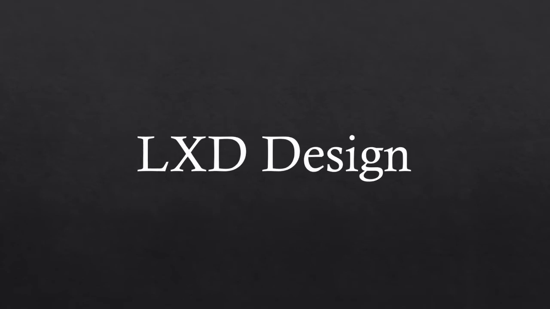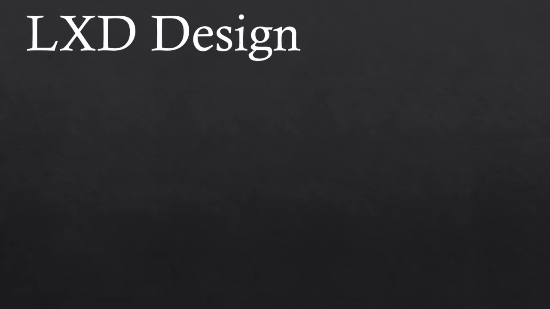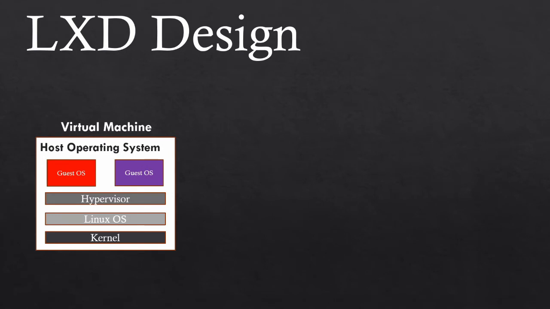Now let's understand what the LXD design is. In a typical virtual machine architecture, you have your kernel. On top of that, you install your Linux OS. Then there is a hypervisor which lets you create virtual machines. When you spin up a virtual machine, it creates its own OS and allocates its own hardware, and it doesn't share that hardware with other VMs. That is the drawback of the virtual machine.